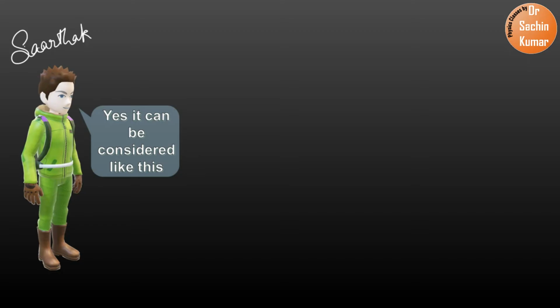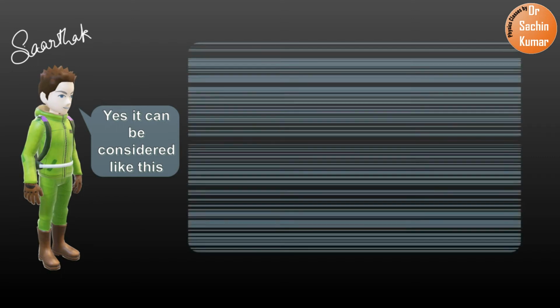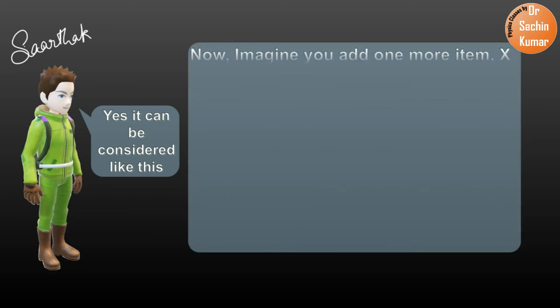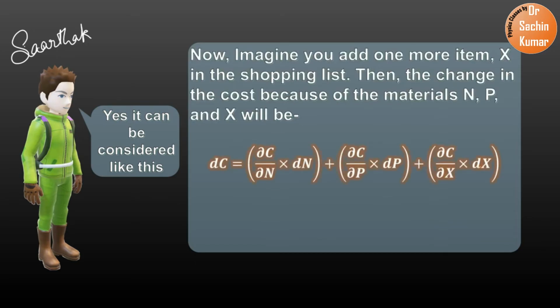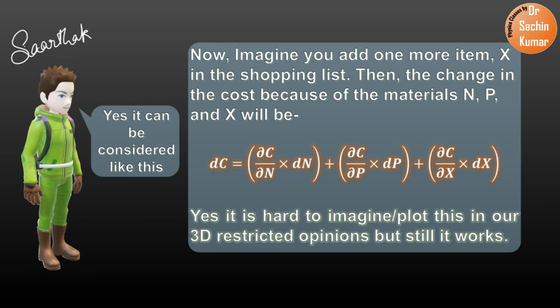Now let us move one step forward towards the Jacobian. Now my dear friend, imagine you add one more item X in your shopping list. Then the change in the cost because of materials N, P and X will be like this. Obviously it is hard to imagine or plot this in 3D, but it still works.